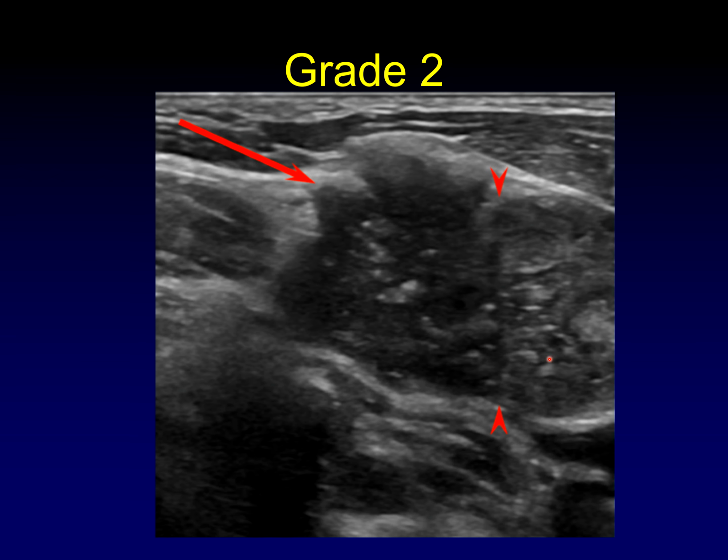Here are 2 nodes on ultrasound, 1, 2. Once again, you can see that there's no fat between them, that they've both lost convexity at that interface, and that there is no longer an acute angle where they are touching one another. So all 3 criteria met on this ultrasound.